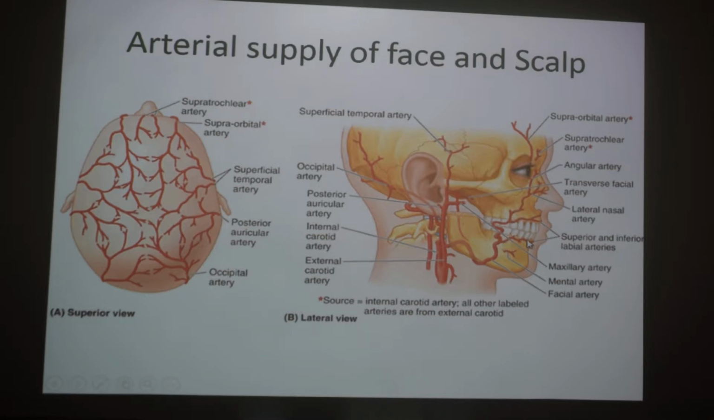One is the inferior labial artery, which is supplying the lower lip. The other one is the superior labial artery, which is supplying the upper lip. And then the lateral nasal artery, which is going here, and it is going to anastomose with the branches of the ophthalmic artery, because the ophthalmic artery gives the infratrochlear artery here, where the lateral nasal artery is going to anastomose. So what you are seeing is the inferior labial, superior labial, and the lateral nasal artery, which is going to anastomose with the angular artery from the ophthalmic, and it is going to form an anastomosis here.